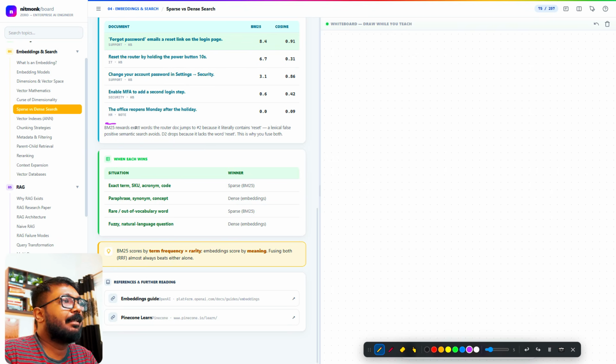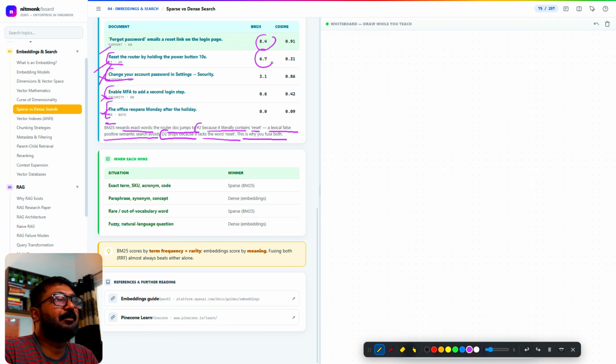So BM25 rewards exact words. The router doc jumps to the top, because it literally contains "reset". A lexical false positive that semantic search avoids. D2 drops because it lacks the word reset, which is why you fuse them. Wherever there is no reset, you have to avoid it, correct? And that's why these two documents have bigger values of BM25, like 8.4 and 6.7.